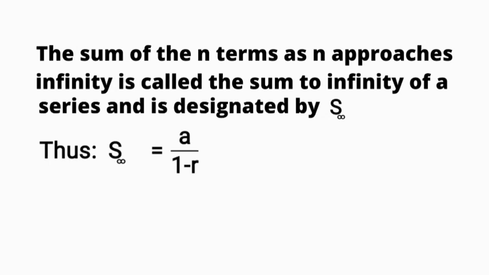The sum of the nth term as n approaches infinity is called the sum to infinity of a series and is designated by S subscript infinity. Thus, S subscript infinity is equal to A over 1 minus r.